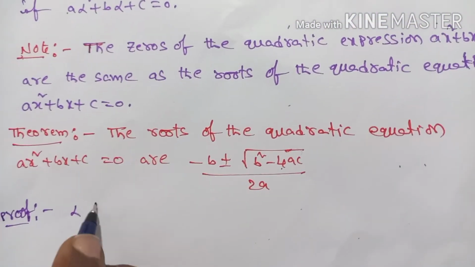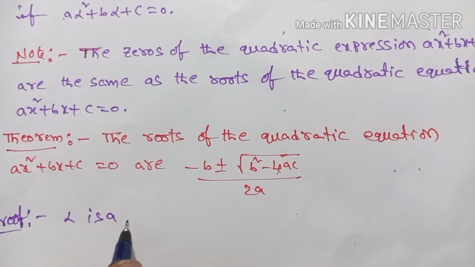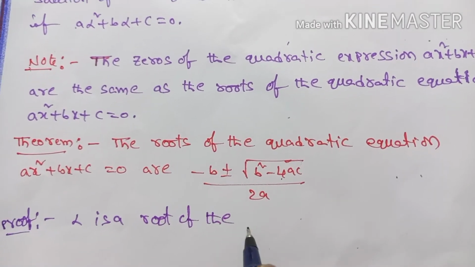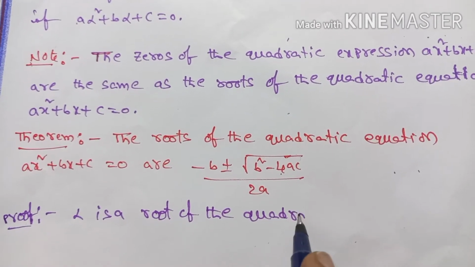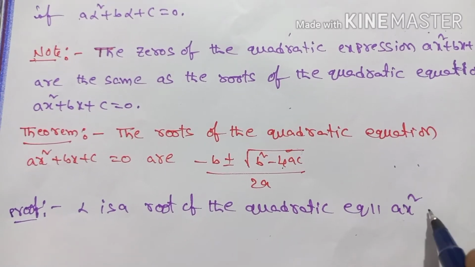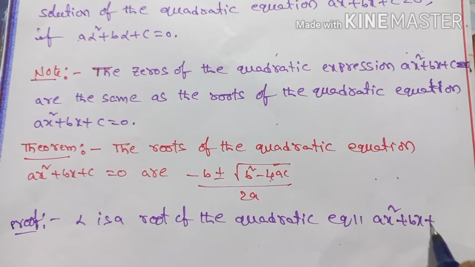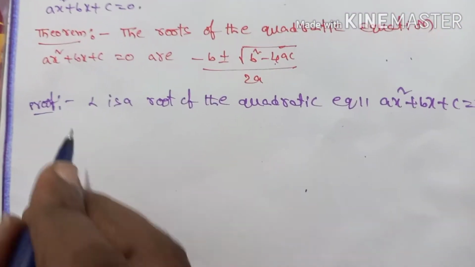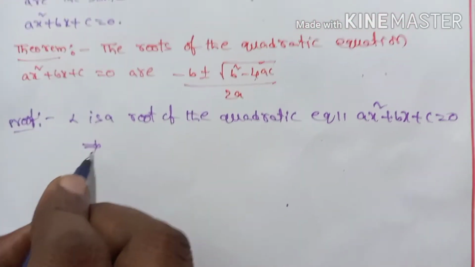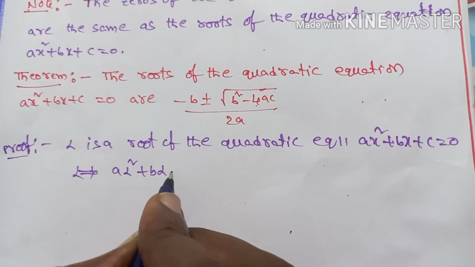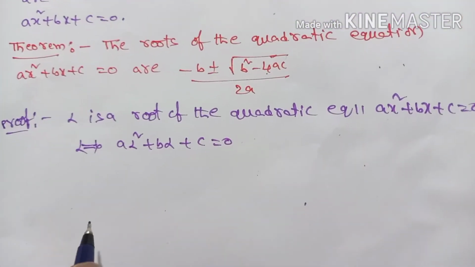Alpha is a root of the quadratic equation ax square plus bx plus c equal to 0. Alpha is substituted in this equation, that implies a alpha square plus b alpha plus c equal to 0.